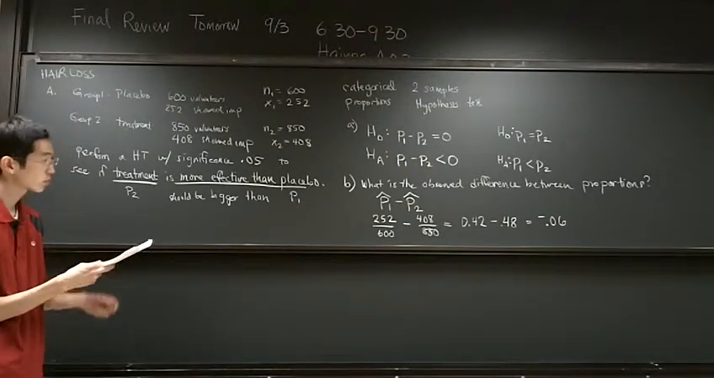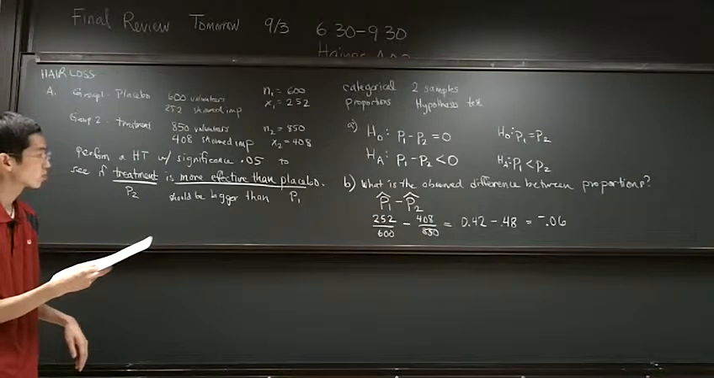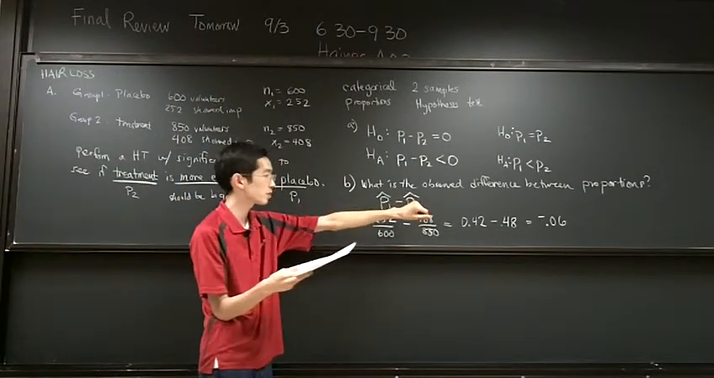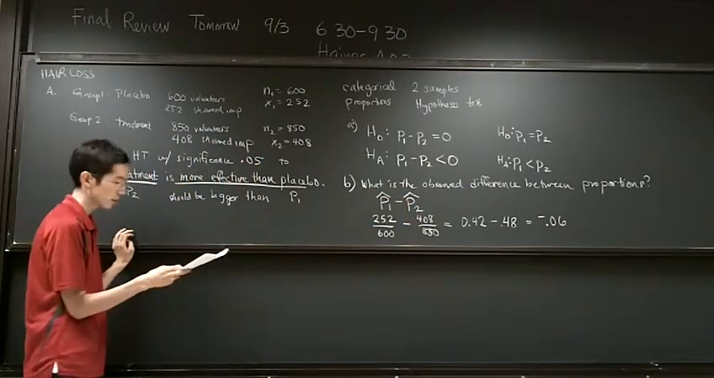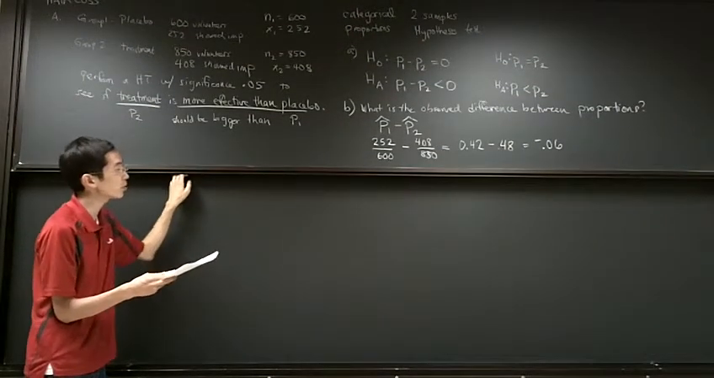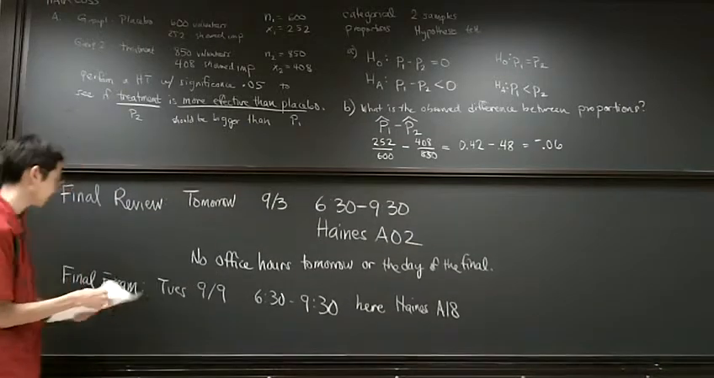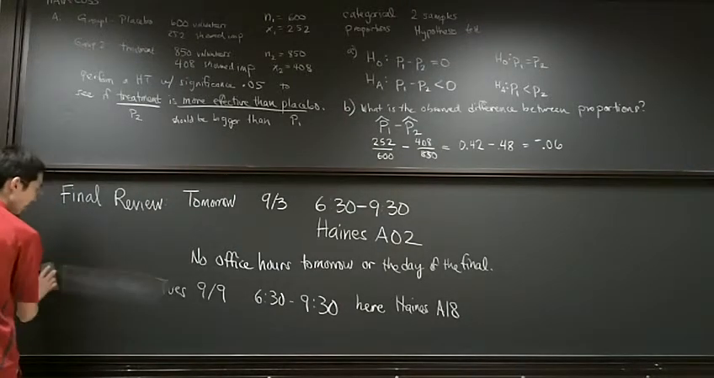Is that what the answer to P hat is? Is that what we just solved for? No, this is P1 hat minus P2 hat. What is the observed difference between proportions? The next question asks what is P hat. So it's important that we do not mix up P1 hat, P2 hat, and P hat. I know there's so many P's and so many hats, but don't mix these up, okay?